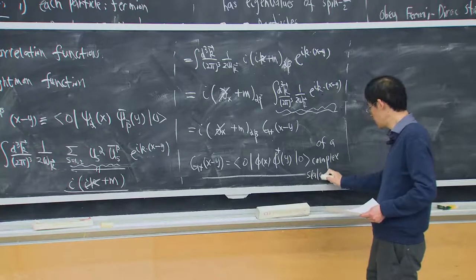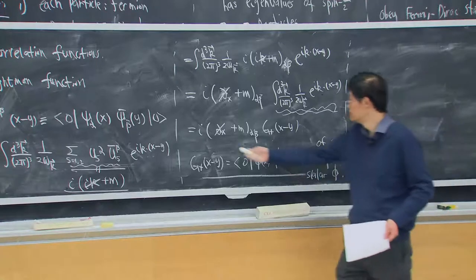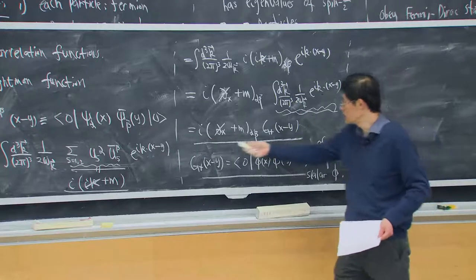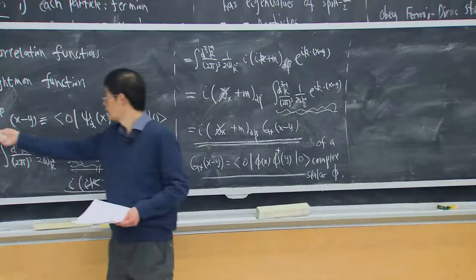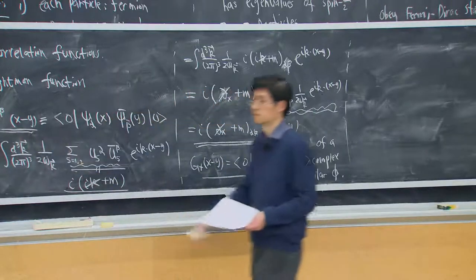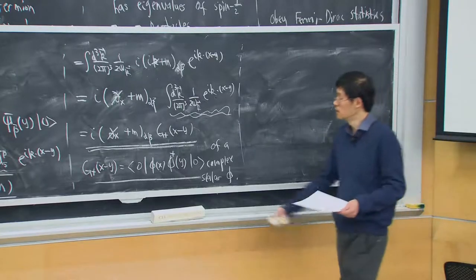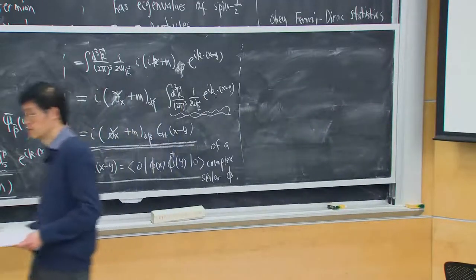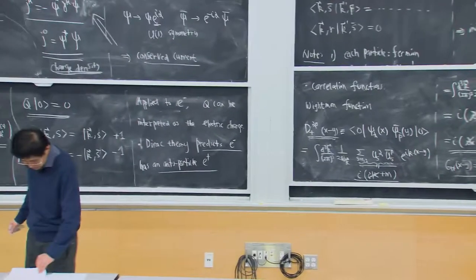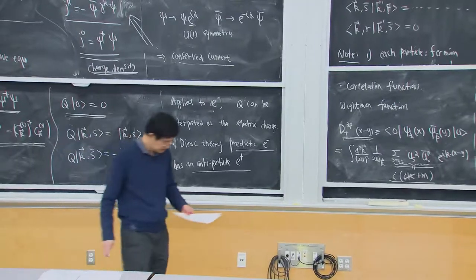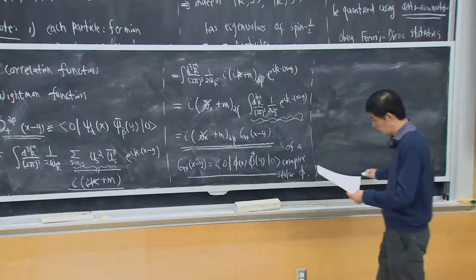So we see that there's a very nice relation between the complex scalar Wightman function and the fermionic one. They just differ by this factor. Similarly, you can work out other kinds of correlation functions. Let me just write down the results for the others.